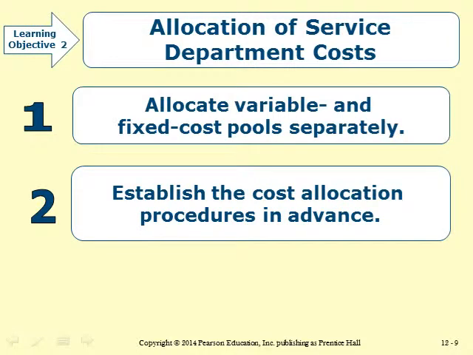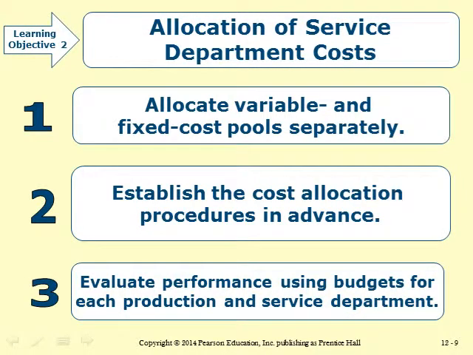And so 3 general guidelines for allocating service department costs include: allocate variable and fixed cost pools separately. Each service department can contain multiple cost pools if more than one cost driver causes the department's costs. At a minimum, there should be a variable cost pool and a fixed cost pool. The variable cost pool should be based on the fixed and variable cost specifications in the department's flexible budget.